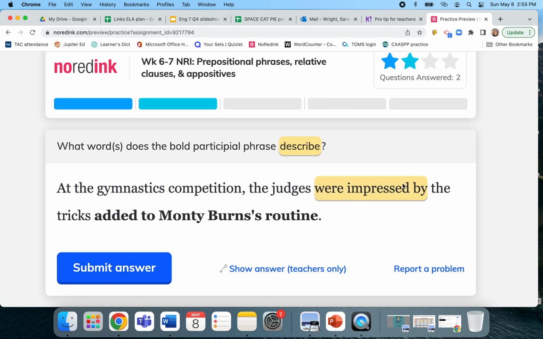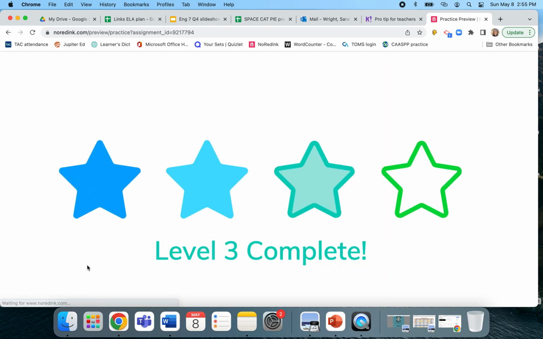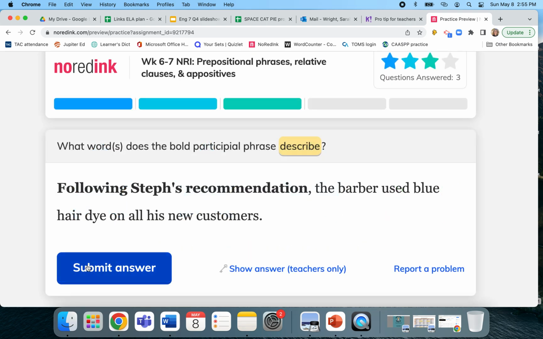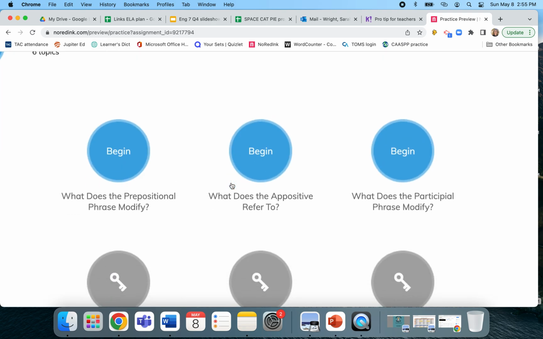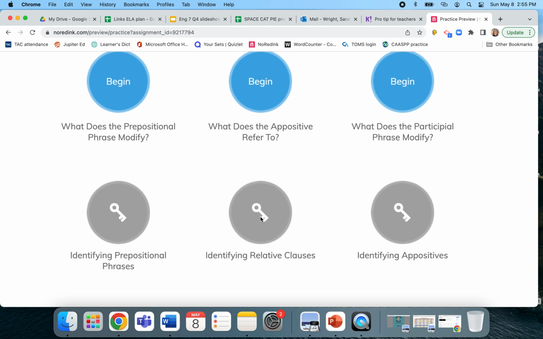At the gymnastics competition, the judges were impressed by the tricks added to Monty Burns' routine. And what words is this describing? The tricks. All right, not too bad. Pretty straightforward. We'll look at one more lesson, and then I think that'll do it.